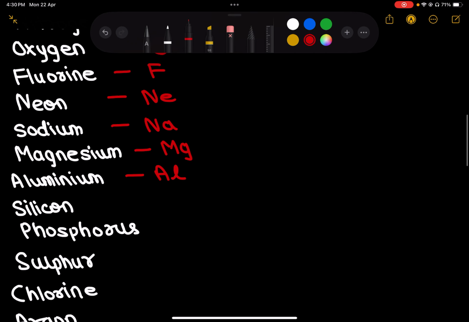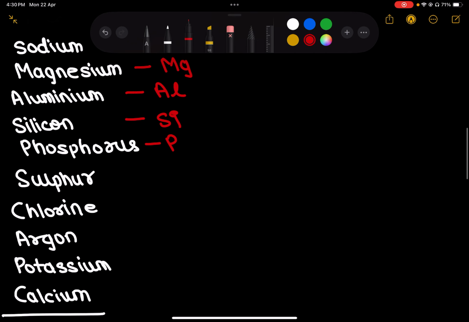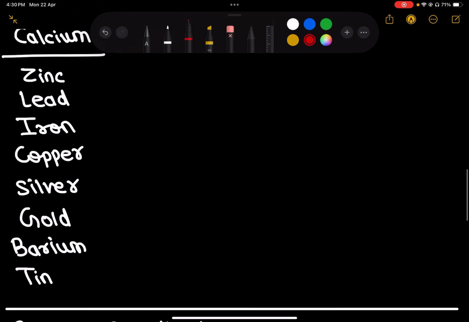Al, silicon is Si, phosphorus is P, sulfur is S, chlorine is Cl, argon is Ar, potassium is K, and calcium is Ca. Okay, and there are a few more. I just remembered one more, which is iodine. Okay, so anyways, let's write down these as well.